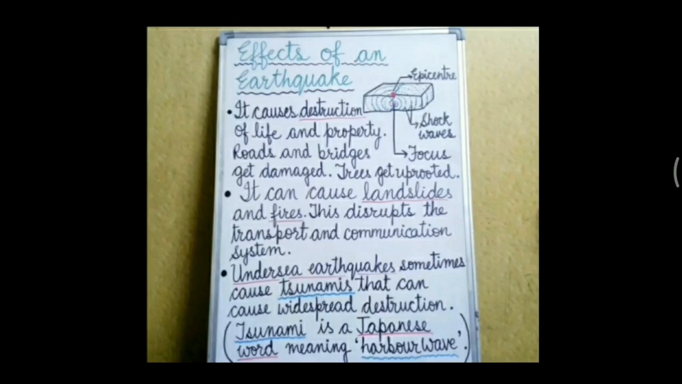And children, the second one: undersea earthquakes sometimes cause tsunamis that can cause widespread destruction. Tsunami is a Japanese word meaning harbor wave. Earthquakes can also occur under the sea, and an undersea earthquake can cause other disasters such as tsunamis, landslides and fires. So tsunami is a Japanese word and its meaning is harbor wave.